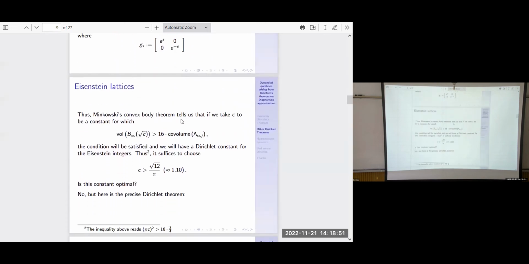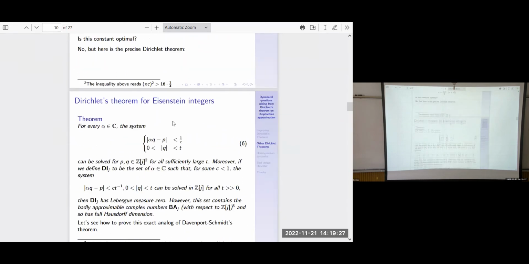So the constant you get, we can do a quick computation. What is the volume of B infinity square root C? So it's pi r squared. Yeah, so it's pi c squared. And then the right side is 16 times the covolume. As we saw, 3 over 4, you get 12, yeah. So you want this C to be greater than something like 1.1, and then you have a Dirichlet theorem. Wow, okay. But is it optimal? No.